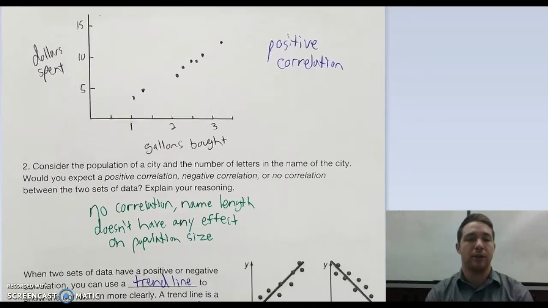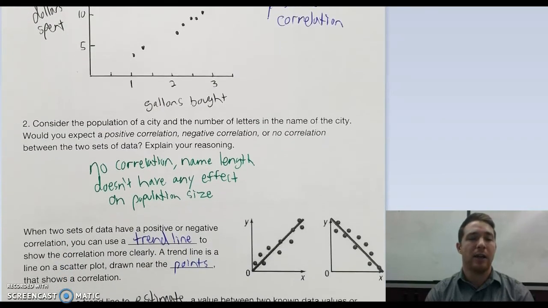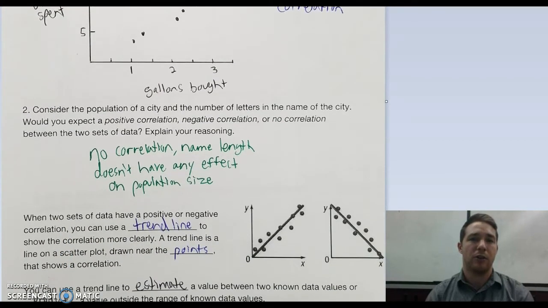They'd have no correlation. When two sets of data have a positive or negative correlation, so as long as they have some sort of correlation, we can use a trend line to show the correlation more clearly.